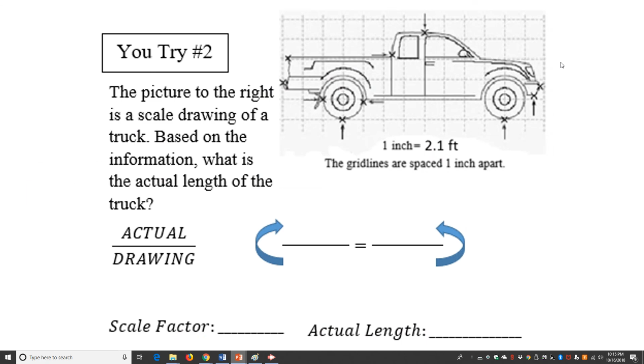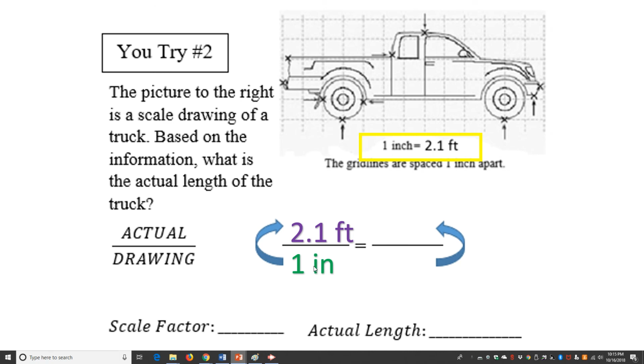Now on your paper, I know these grid lines are very light, but in order to do this problem, you are going to have to see the grid lines, so hopefully you can. So it says the picture to the right is a scale drawing of a truck. Based on the information, what is the actual length of the truck? So we are given our scale here. 1 inch is equal to 2.1 feet.